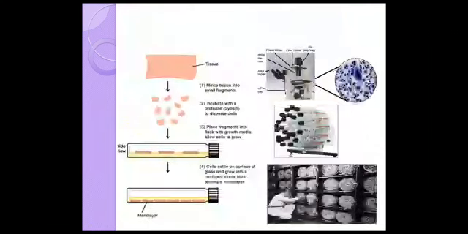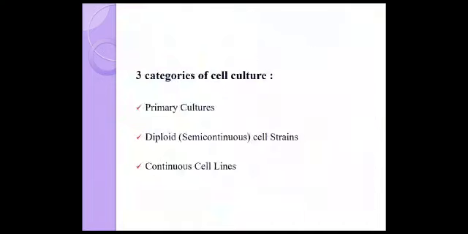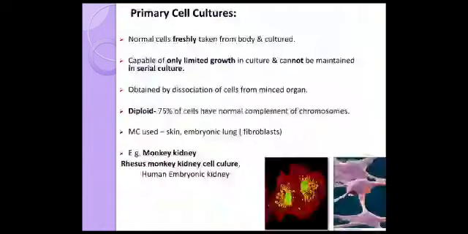This is just to show you the picture where the tissue is taken, the cells are dissociated, counted and poured, and maintained in roller drums for aeration, and used for introducing the specimen. Three different types of cell cultures are present. They are primary, diploid, and continuous cell lines.